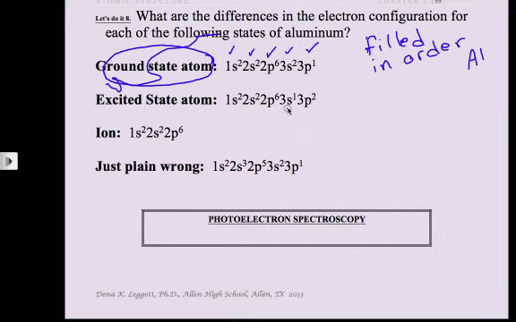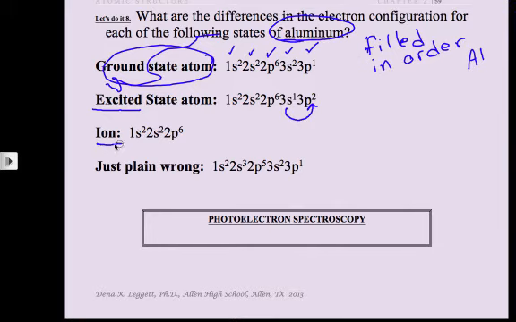Now, if you look here, notice that instead of filling the 3s, an electron has moved up a higher energy level. That's why it's excited. An electron has left in this case. Now, aluminum is right here.